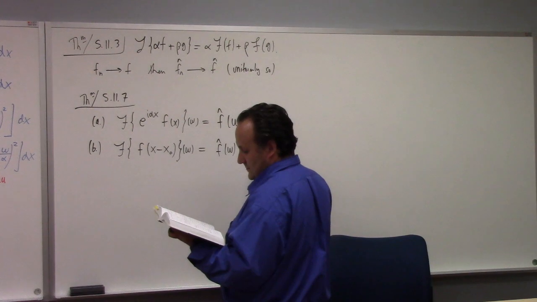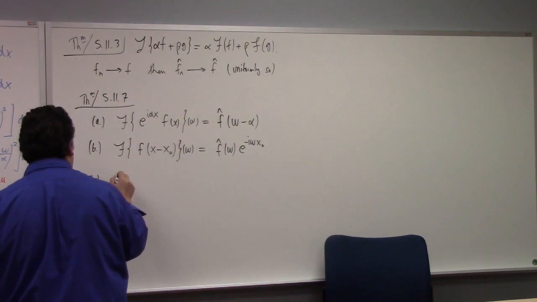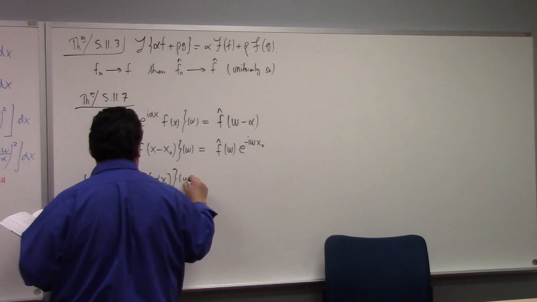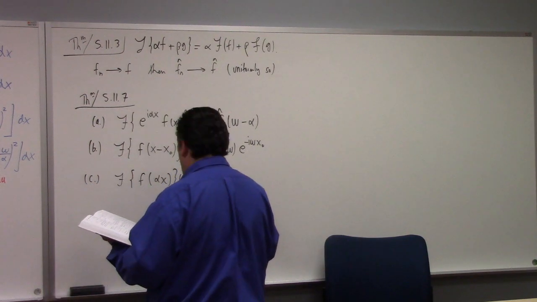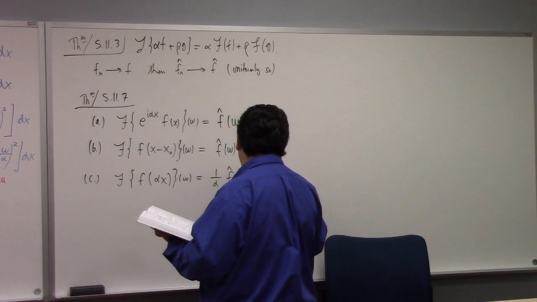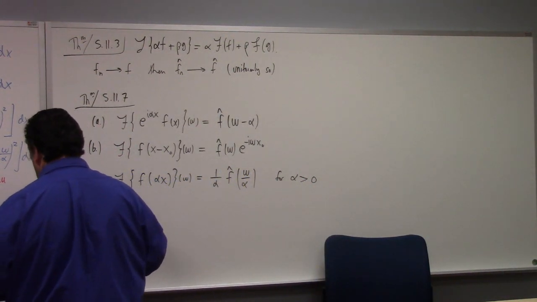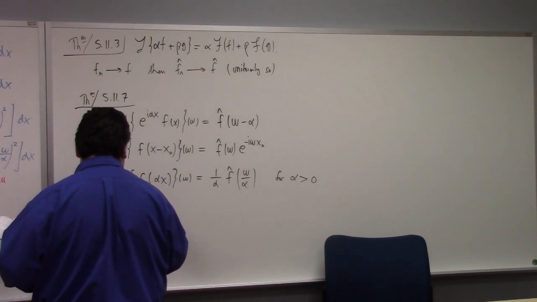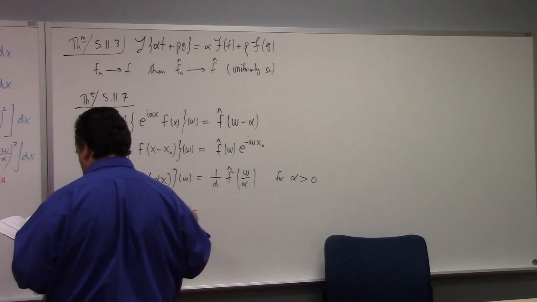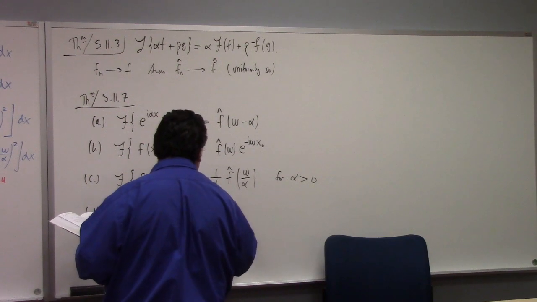Minus i omega x naught. The Fourier transform of f of alpha x is, well, that's interesting, 1 over alpha f hat of omega over alpha, for alpha greater than 0. And how does conjugation go here? Well, the Fourier transform of the conjugate of f is in fact equal to the conjugate of the transform, oh, but not that. The conjugate of the transform of f of minus x.